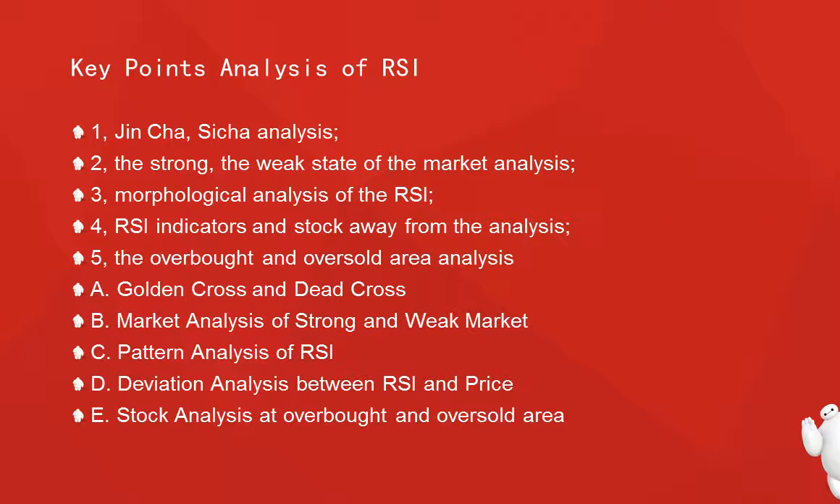So the key points analysis of RSI. If you want to use this indicator, you should know. The first one, the RSI indicators, golden cross and death cross. The next one, market analysis of strong and weak market. The next one, pattern analysis of RSI. The deviation analysis between RSI and the price. The last one, stock analysis at overbought and oversold area. So these are the key points. You should remember the A, B, C, D, E, okay?